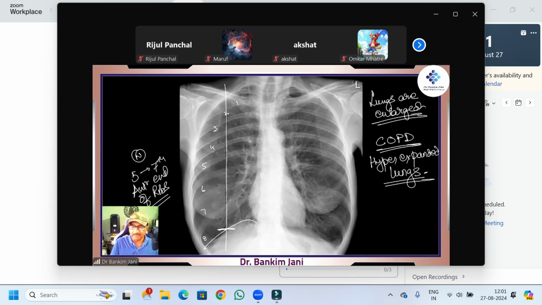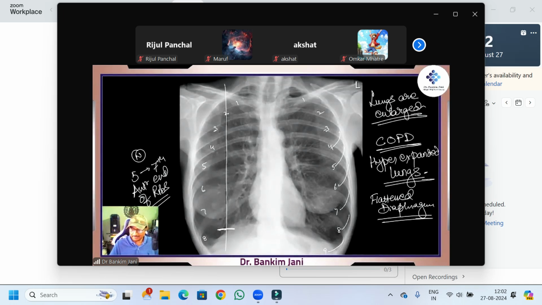Here is the first rib. Here is the second one. This one is the third. This one is the fourth. This one is the fifth. This one is the sixth. This one is the seventh. This one is the eighth. And this one is the ninth, right? So definitely, this is like the dome of the diaphragm. Their normal shape is like this. So yes, the finding which you wrote, flattened diaphragm, completely agree. This is on both sides.